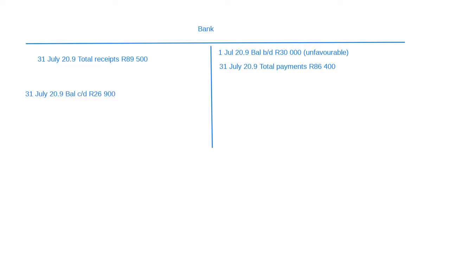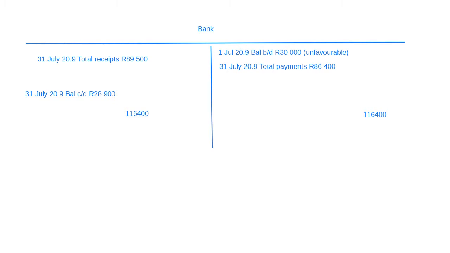Okay, then we would add it up. We would get 116,400 this side, 116,400 that side. And then on the first, we would bring down the balance again of 26,900. Okay, so what you will see, the receipts and the payments will stay on exactly the same side.